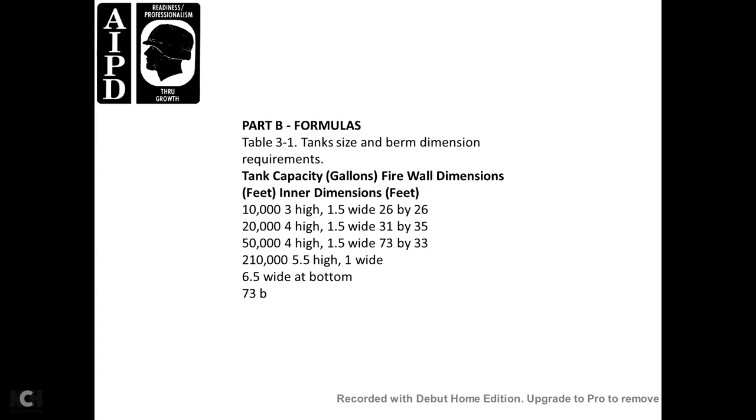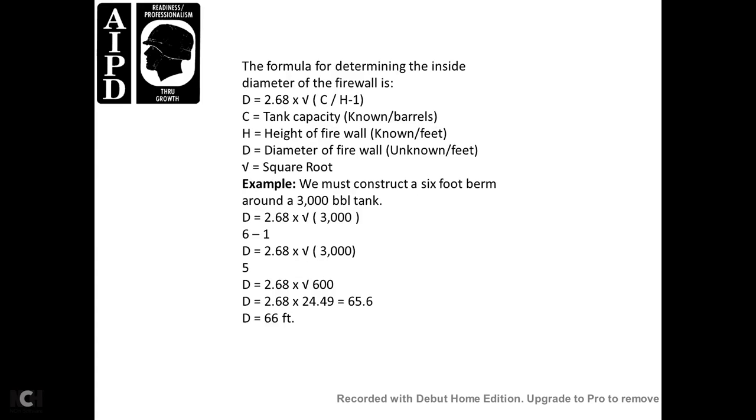210,000 5 foot high, 1 foot wide, 6 foot wide at the bottom by 73. The formula determining the inside diameter of the firewall is D, the diameter of the firewall, unknown feet, equals 2.68 times the square root of the tank capacity, known barrels, divided by the height of the firewall minus 1. We must construct the 6 foot berm around the 3,000 barrel tank. Diameter is 2.68 times the square root of 3,000 divided by 6 minus 1. You get a diameter of the firewall of 66 feet.